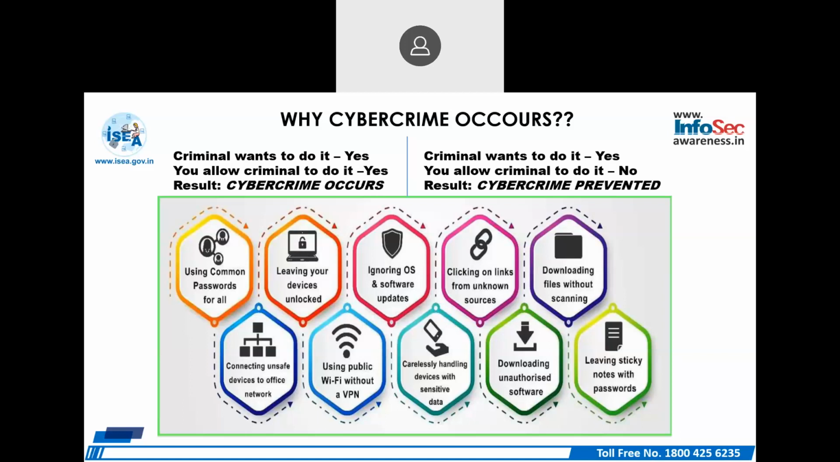Then carelessly handling devices with sensitive data. I've seen a lot of people carrying their laptops to events or something. They just go there, put their laptop somewhere in a corner, and just get involved. They get so involved in the event that they don't even realize where their laptop is. They go to the conferences, they put their bags down, and after 1 or 2 or 3 hours, they realize, oh, where is my laptop?